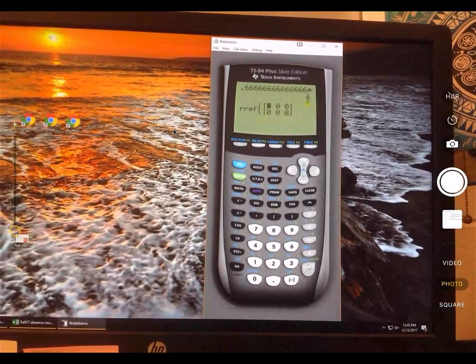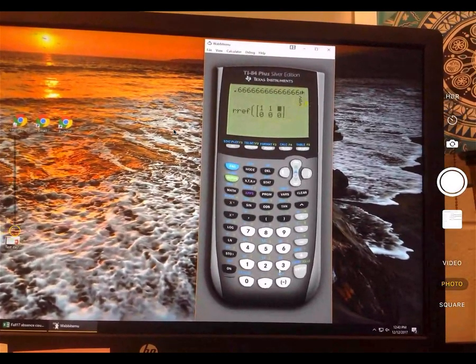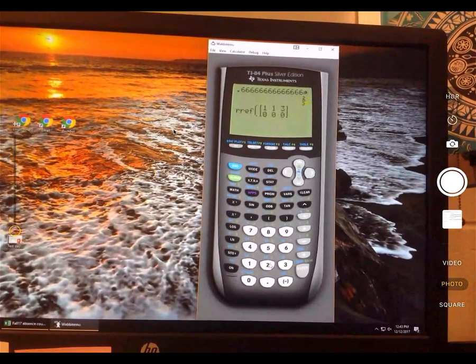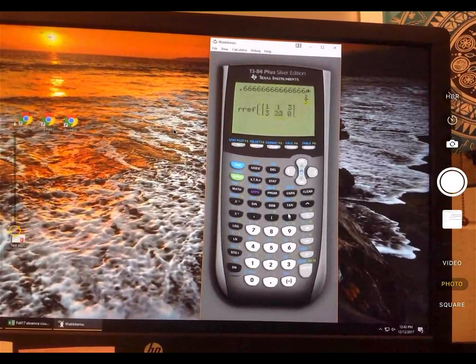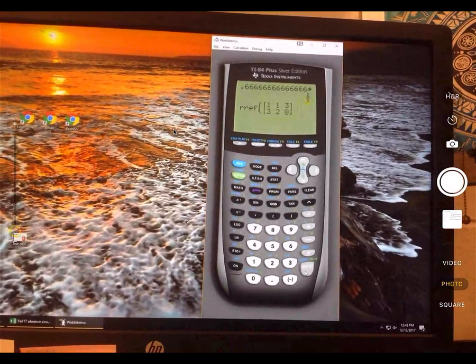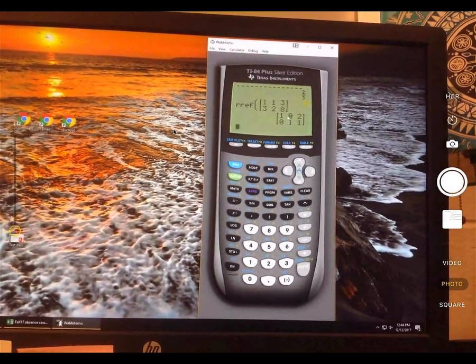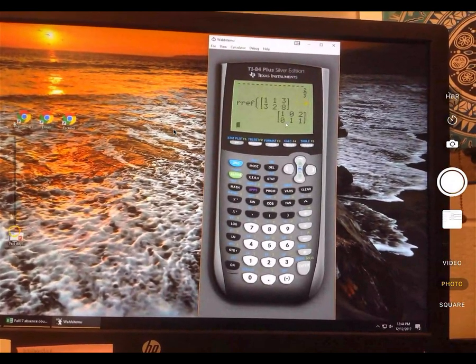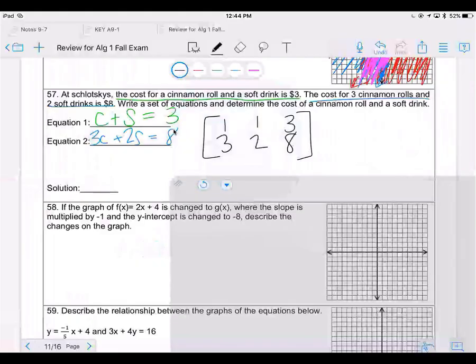From here, I'm putting in what I have and using the right arrows to scroll over. So 1, 1, 3, and 3, 2, 8. So I make sure this looks exactly like my paper, and I click enter. The 1001 tells me that this is a normal natural solution, and the 2 and the 1 are my solutions. So I'm going to come back and write it on my paper and figure out what that means.